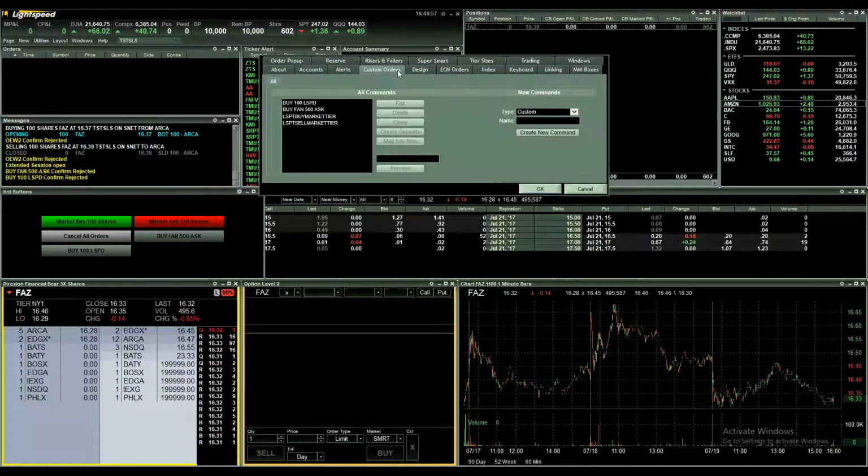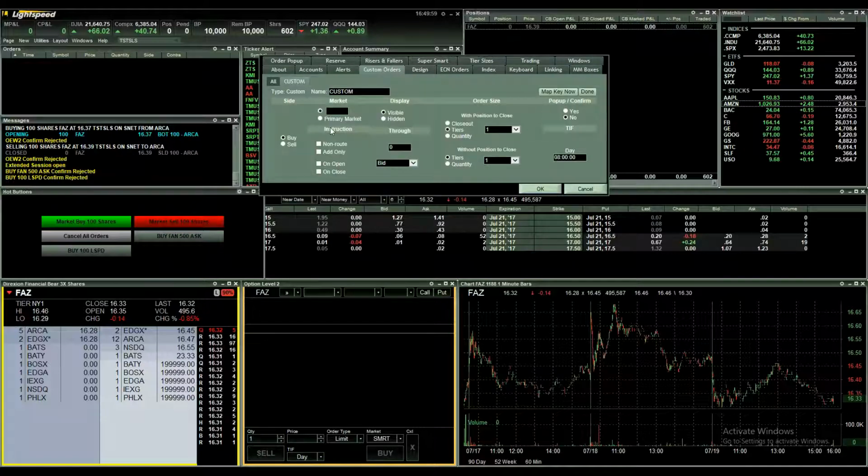A standard custom order you can do as well. If you just want to choose the route that you want, you can do ARCA, you can do LSPT here. Now, if I want to be more aggressive, I could buy at the ask plus 3 cents. So this will be, we'll say 100 shares. So this is essentially buy LSPT ask plus 03.